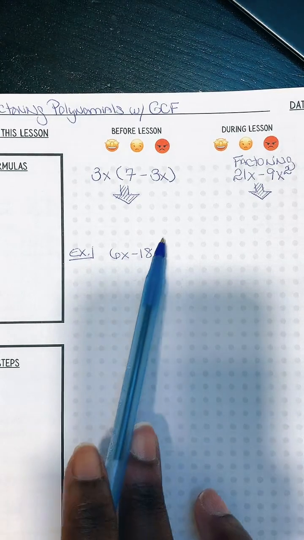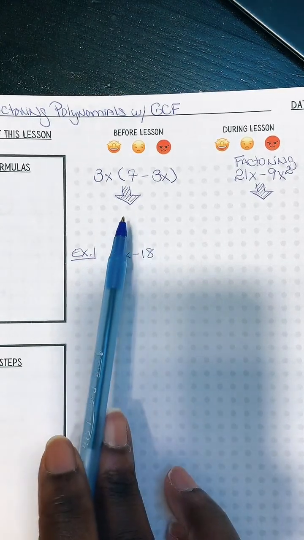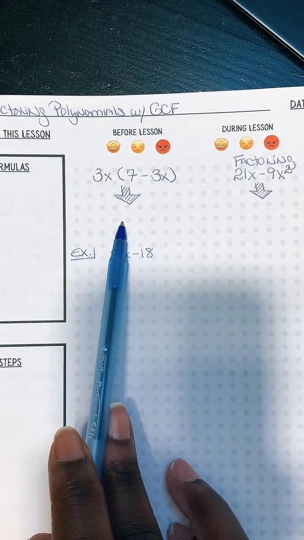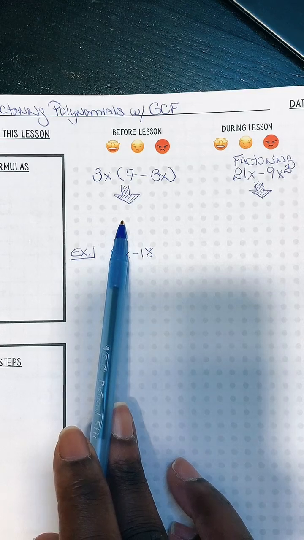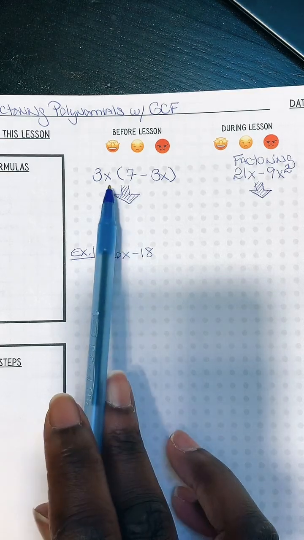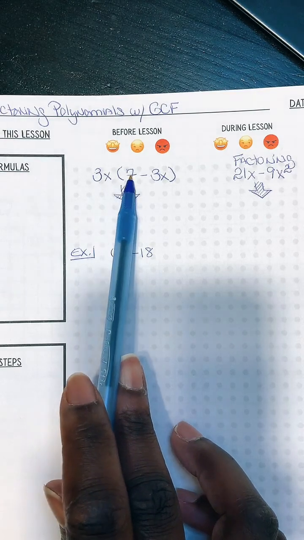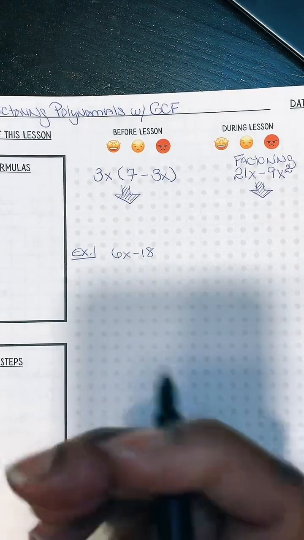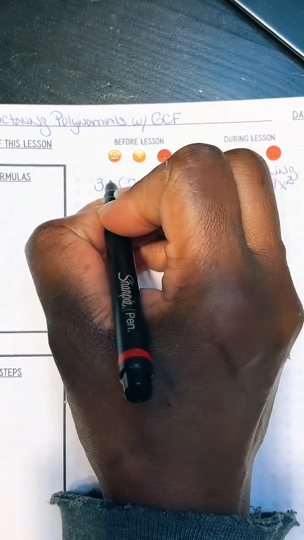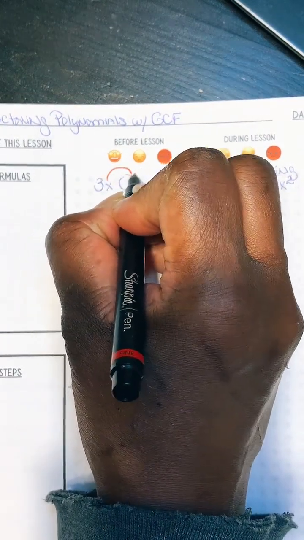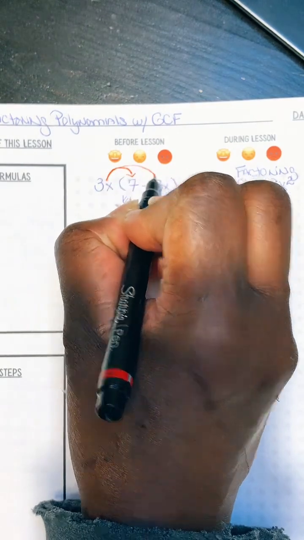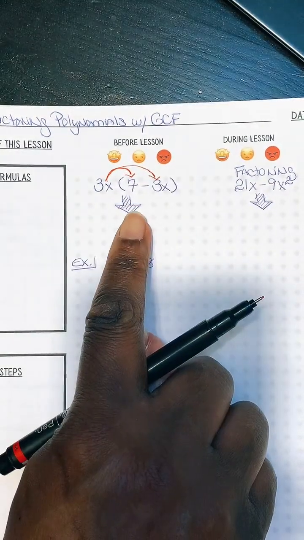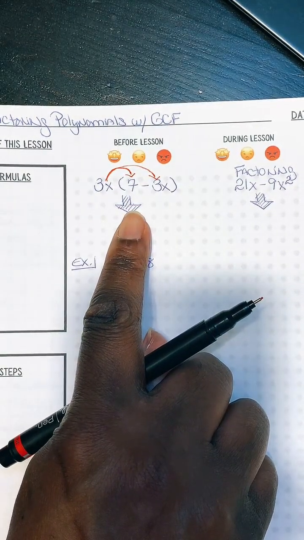When you're factoring, you're basically undoing what happens in the distributive property. If you recall, the distributive property is when you take a monomial and distribute it into a binomial. And when you distribute, you multiply.